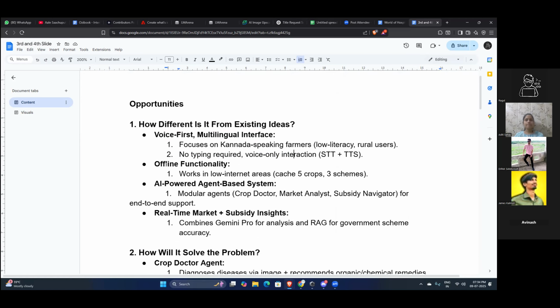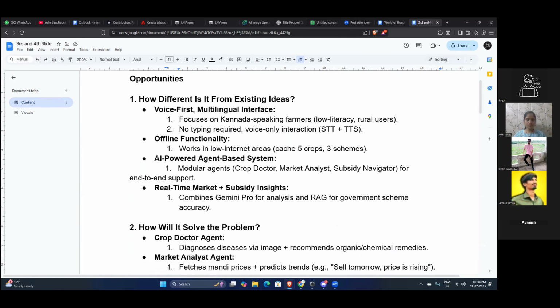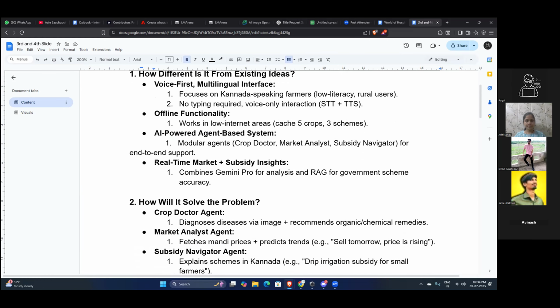The next thing is offline functionality. So it also works in low-internet areas. That is five crops, three schemes. And the next thing is it is an AI-powered agent-based system. It will tell about the crop market and analyze the market, as well as the subsidy navigator, for end-to-end support.